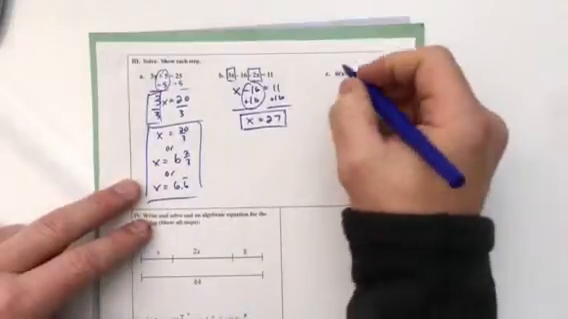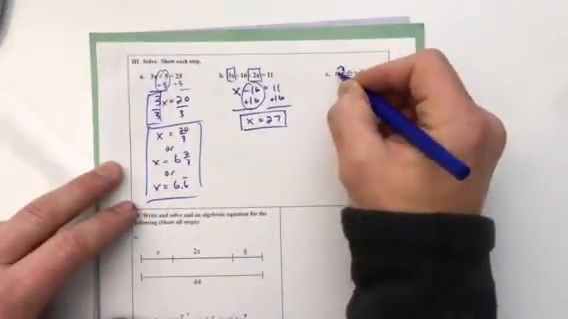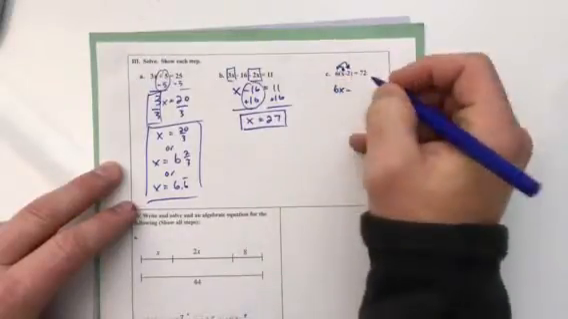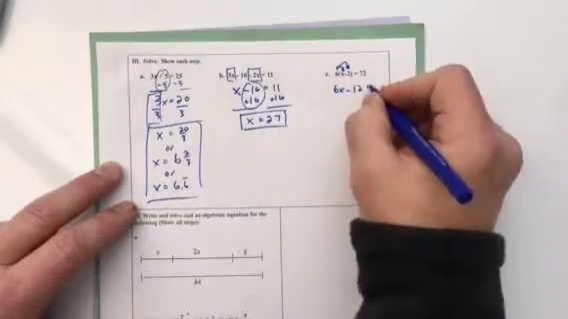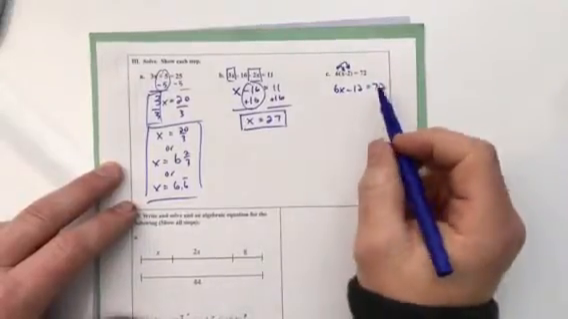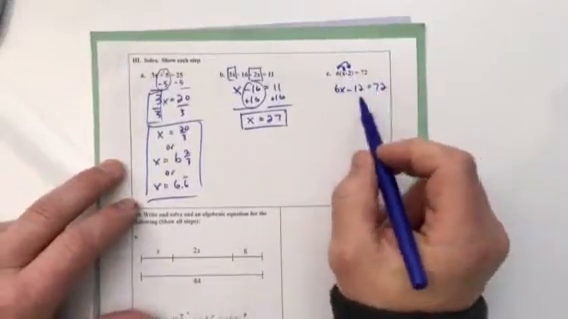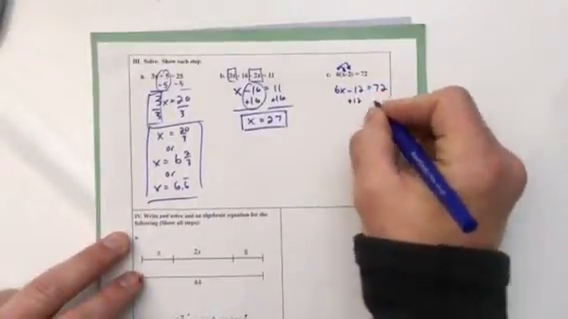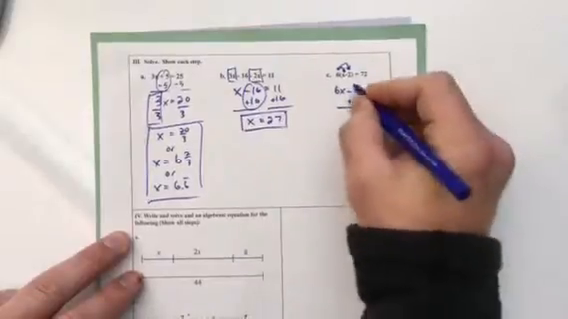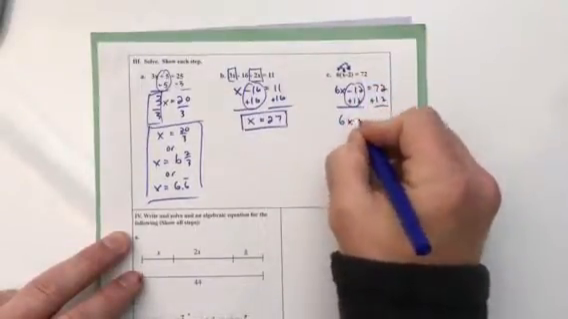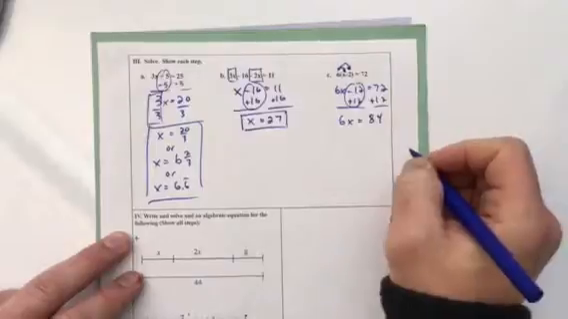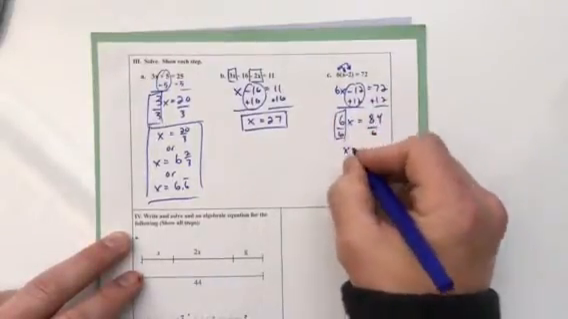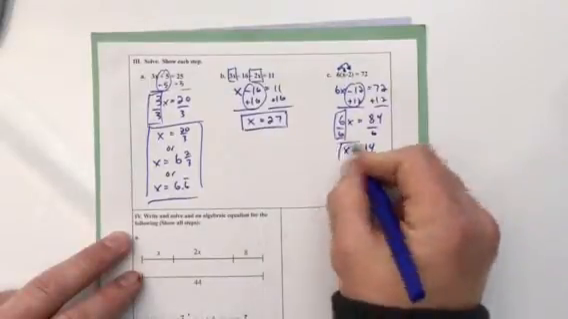For C, I can use the distributive property, right? So I'm going to do 6 times x, which is 6x, bring the minus sign down, and then 6 times 2, which is 12, equals 72. Okay, so 6 groups of x minus 2 is the same as 6x minus 12 equals 72. Add 12 to both sides. 0 pair. We have 6x equals 84. Divide by the coefficient. 1 times x, x equals 14.